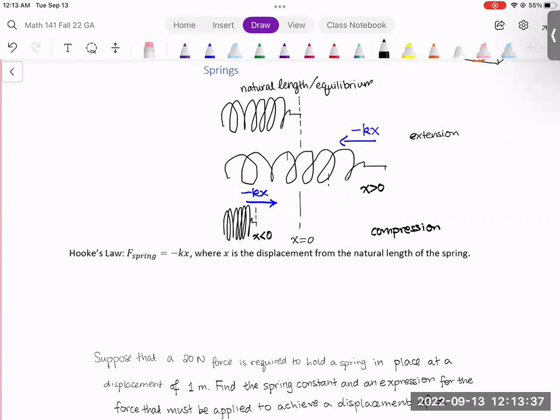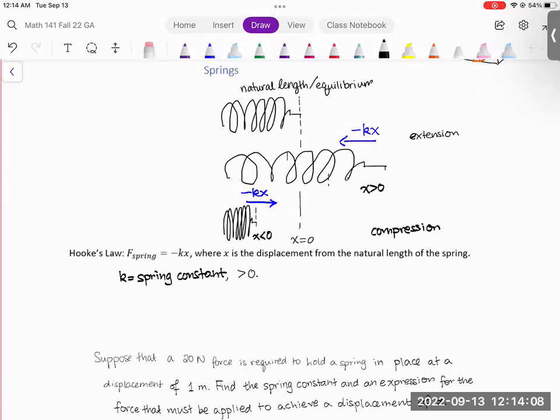Okay. So k is called the spring constant, and it's going to be greater than 0. And so what this says is that the force of the spring is always linear in this displacement. Okay, so let's take a look at how we set this up, and then we can think about the work done by this spring.